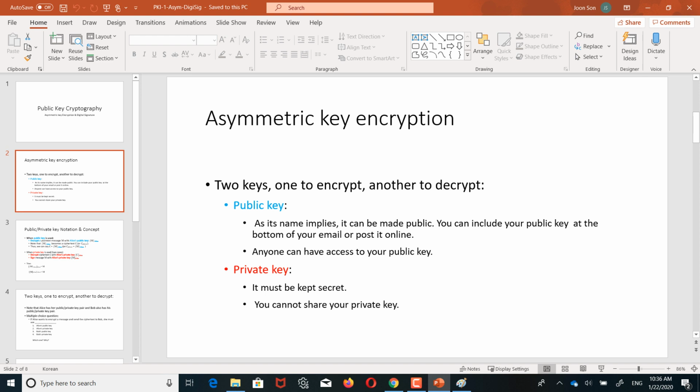And there is a corresponding private key. When you have a public key, you should also have a corresponding private key, so that's why it's called a key pair. And the private key, as the name indicates, you have to keep secret. You cannot share your private key with anyone else. You have to hide it in a very safe place. And that's why it's called a private key.